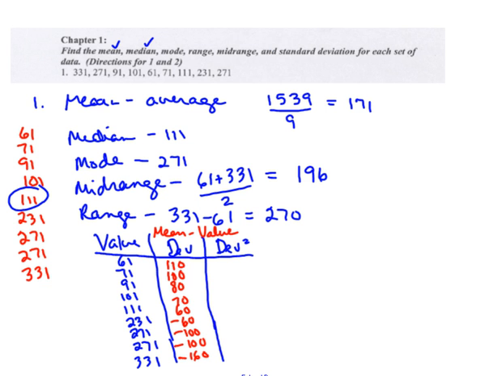Okay, then what we do is we square those values. Squaring means multiplying by itself, so this column will always be positive. So when I multiply a number by itself, whether it's positive or negative, it will always turn out positive. So when I take 110 times 110, I get 12,100. And I'll go ahead and square all of these values.